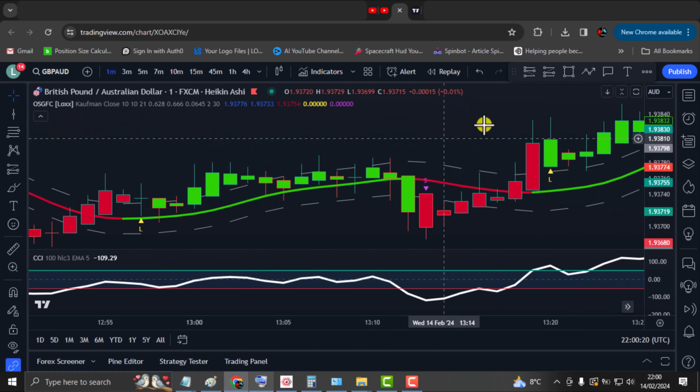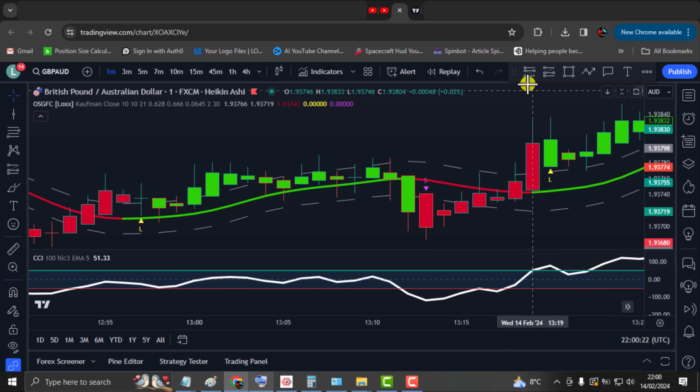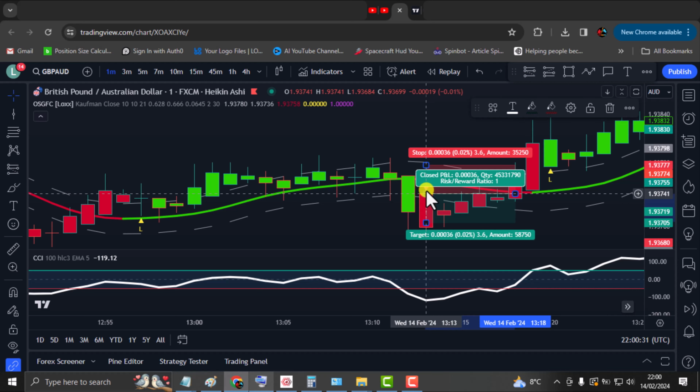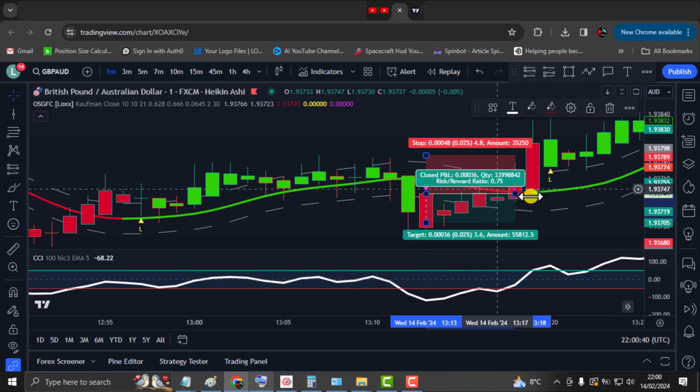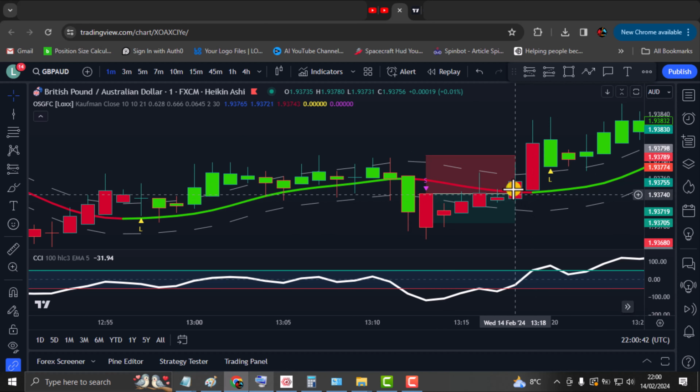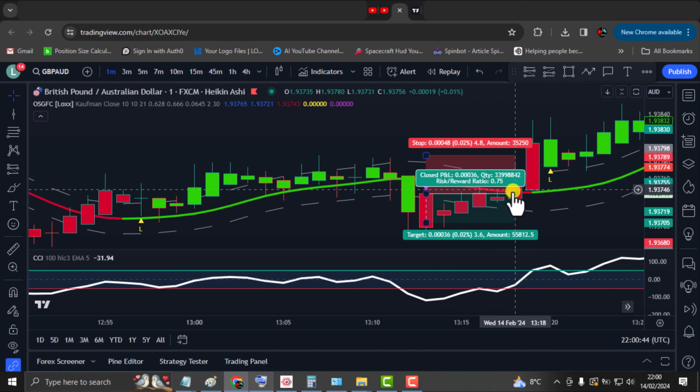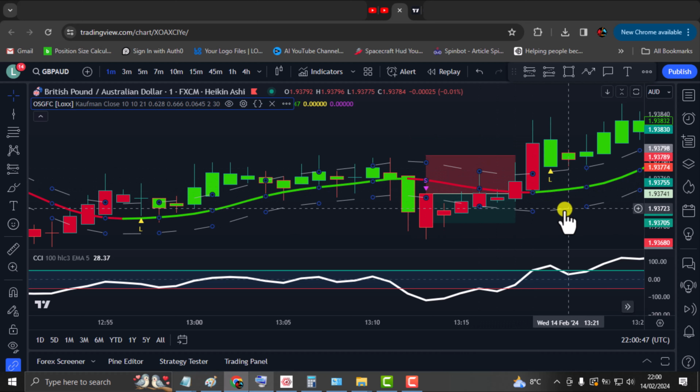So we could take this one. This was generated over here, so it's below the moving average of the OSGF indicator, plus it is below the green red line. So our stop loss is going to be the recent high, just around here maybe, which gets stopped out for almost 5 pips.